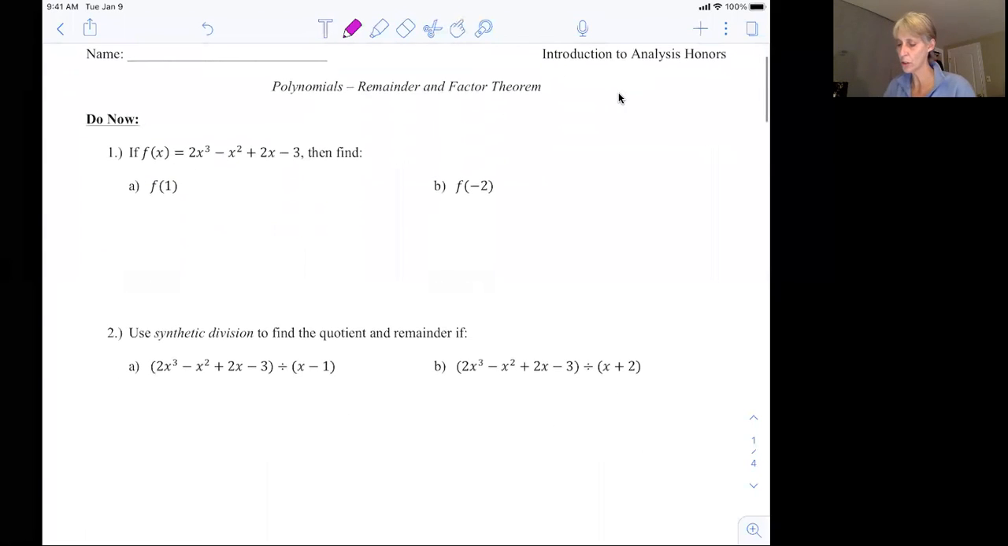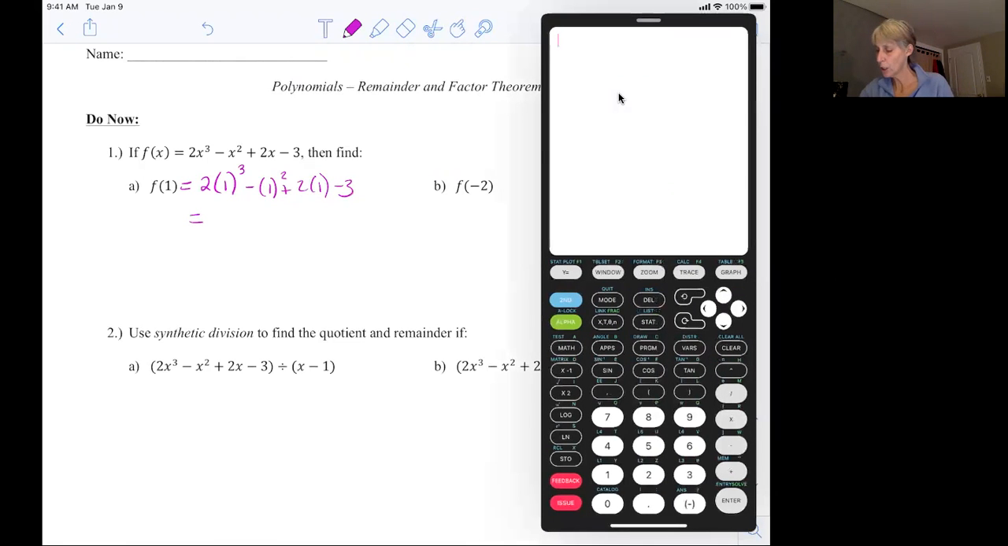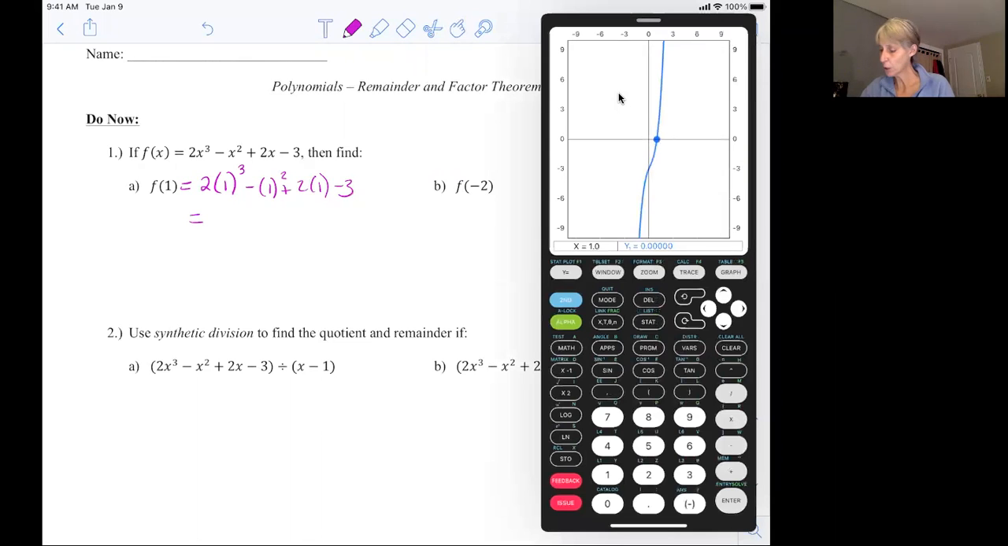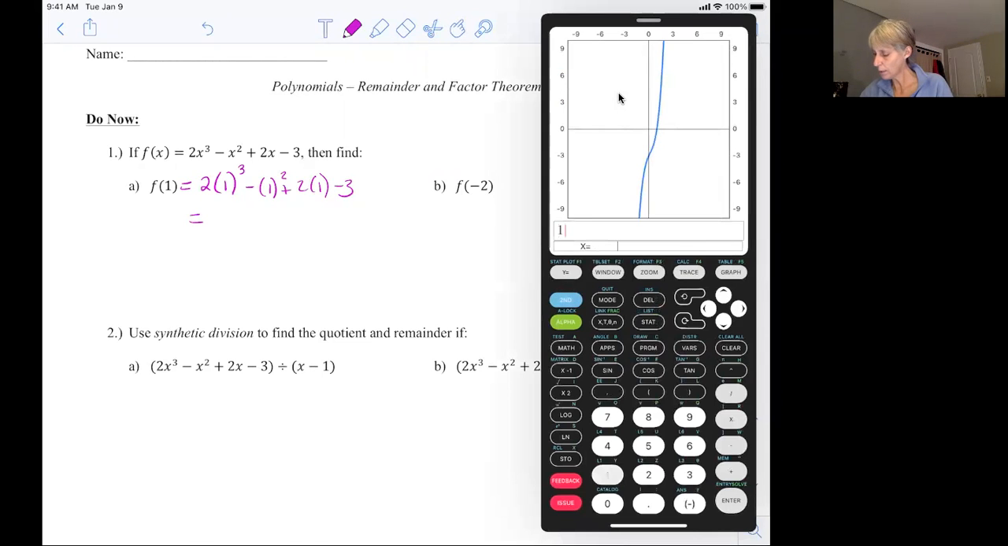So in our do now, we're going to start with if f of x equals 2x cubed minus x squared plus 2x minus 3, I'm going to ask you to find f of 1 and f of negative 2. And hopefully when you see this notation, you see that this just means to plug 1 in and then evaluate. So when we plug in 1, now if you need to go to the calculator, I have the function plugged in already. I could evaluate it by hitting second trace, and I can plug in 1, and I see I get 0.